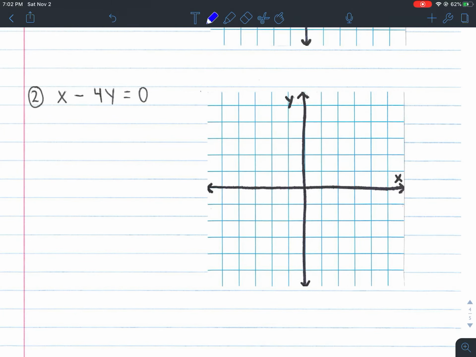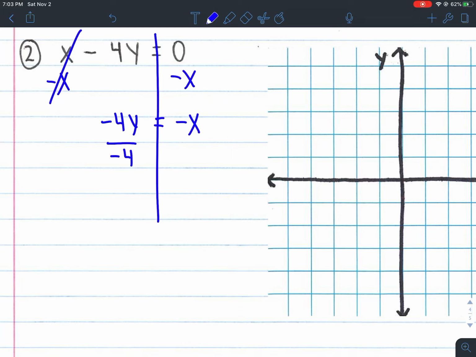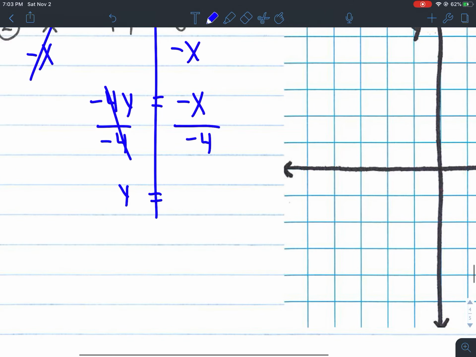With number 2, we can't just start graphing because our y is not by itself. You have to get y by itself. So the first thing I'm going to do is subtract x from both sides. Okay, so I have negative 4y equals 0 minus x, which is just negative x, right? Then I'm going to divide both sides by negative 4. Negative 4 divided by negative 4 is 1, so I have 1y equals. Now, what's the number in front of x? Well, it's technically negative 1, right? So I have negative 1 divided by negative 4, which is positive 1/4 x.